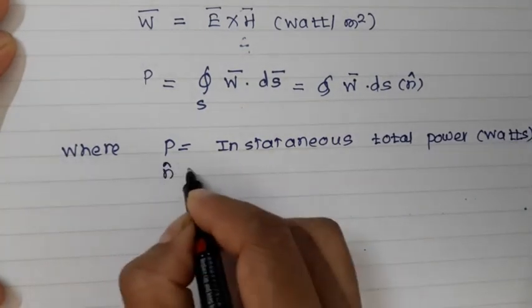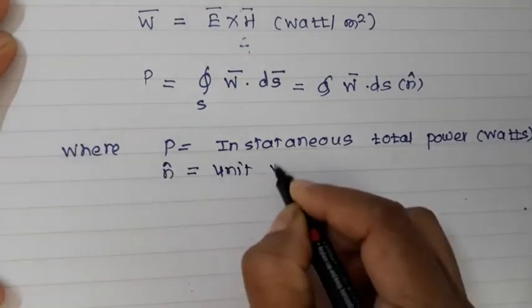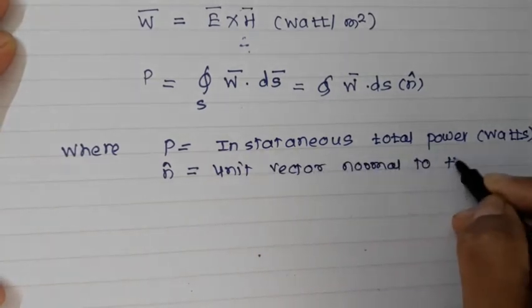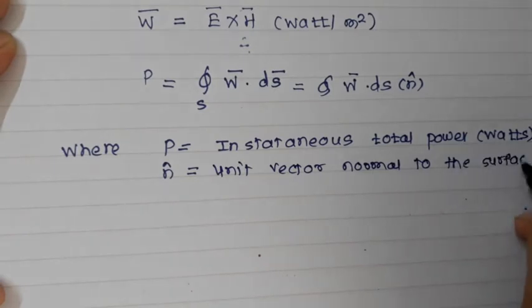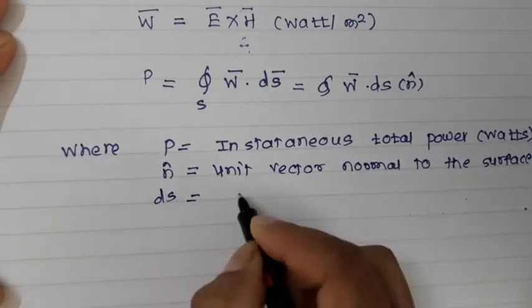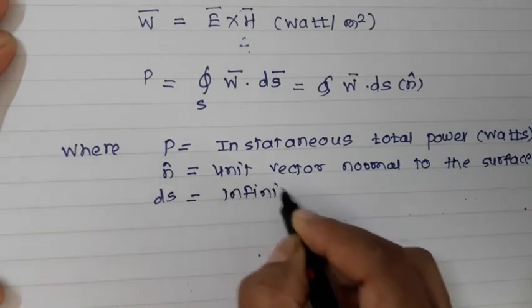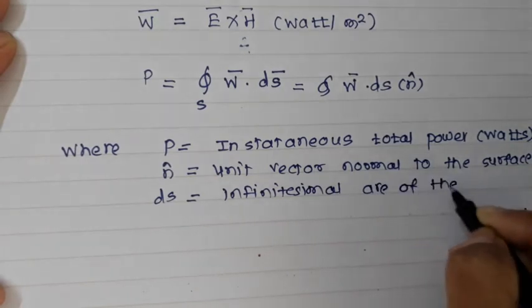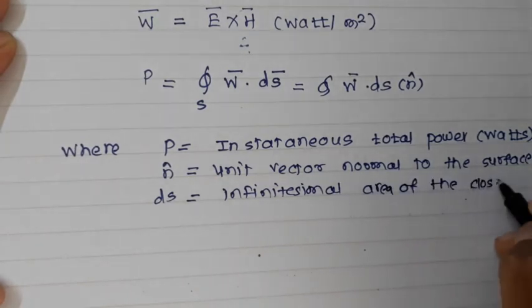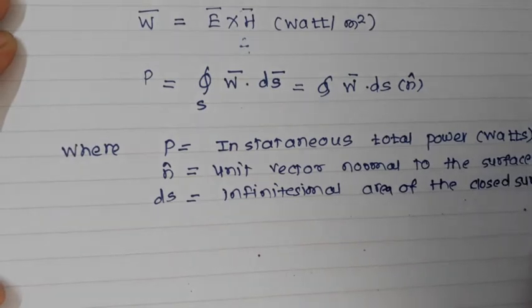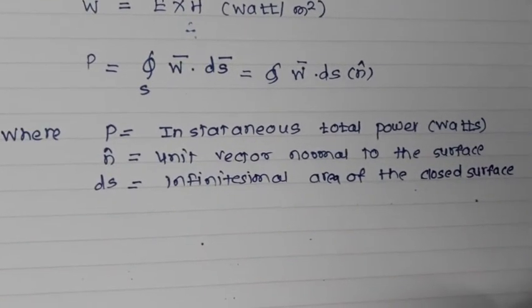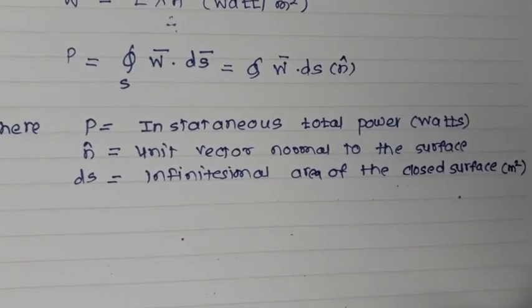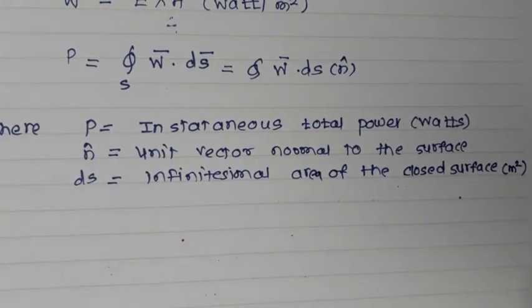This n is the unit vector normal to the surface. And the next term is ds, which we have already defined. This is the infinitesimal area of the closed surface, and since it is the incremental area, it is given in the unit meter square. So this is all about ds, each and every term involved in this particular power.